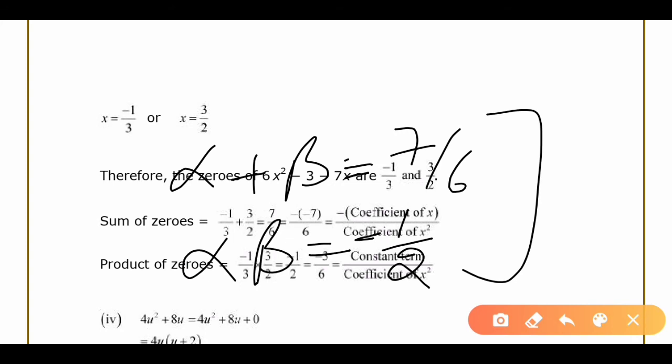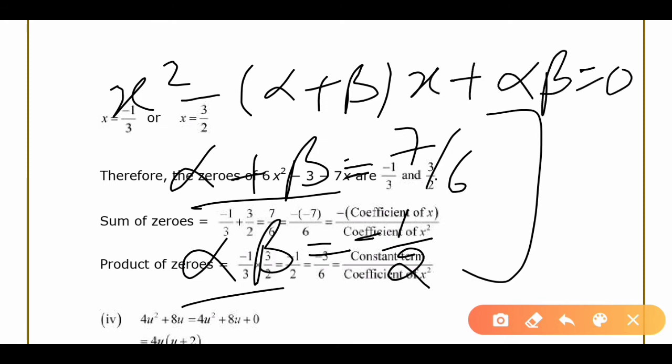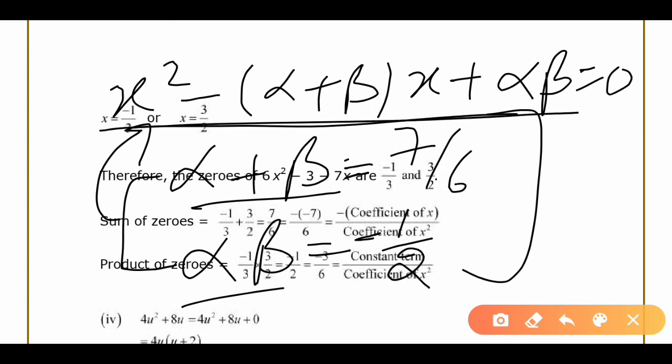Now you can cross-check by putting these values in the equation x square minus (alpha plus beta) into x plus alpha beta is equal to 0. Clear? So if you put these values in this equation, you will get the original equation.